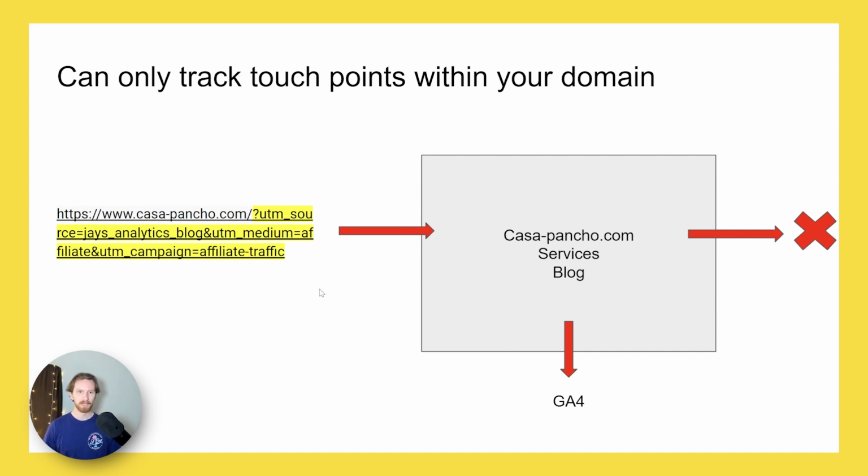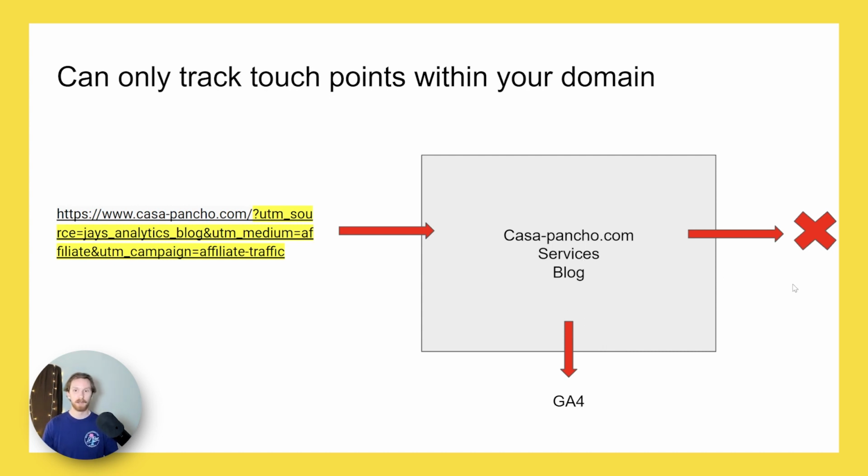So for example, you see this URL right here. This is a UTM link. When someone clicks this, when they land under my site here, casaponcho.com, when they navigate through the services or they go to the blog, that's where I can see what they click on or what type of events are triggered under that specific UTM source or UTM medium or UTM campaign. And those parameters for those events that they trigger, they are sent to my Google Analytics 4 property.